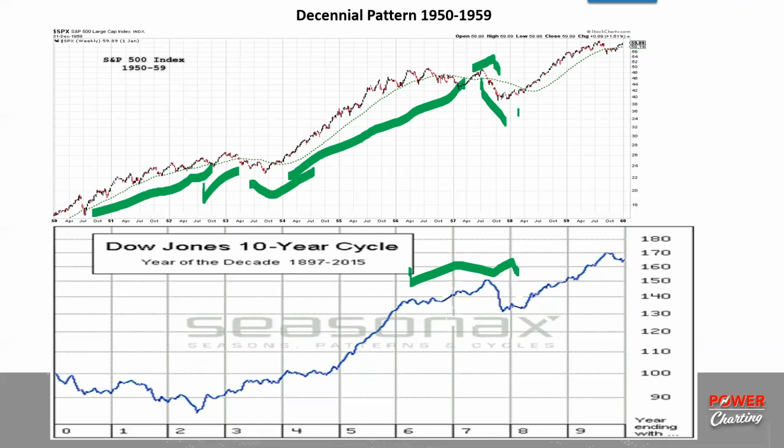end of 57. And then look how beautifully this uptrend took place into the end of the decade. So worked quite well in the 2nd half. So these important areas do happen.